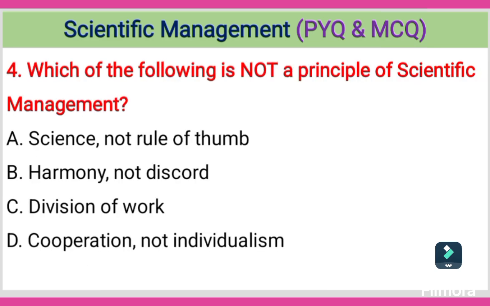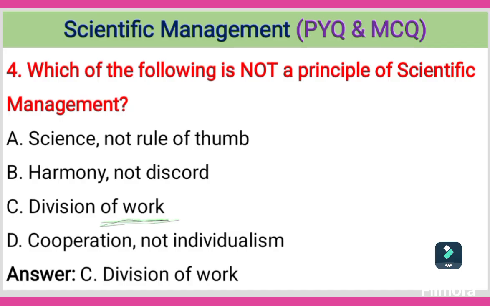Now the next question is, which of the following is not a principle of scientific management? A, science, not rule of thumb. B, harmony, not discord. C, division of work. And D, cooperation, not individualism. So the right answer is C, division of work, because division of work is a principle of administrative management, and the remaining three are principles of scientific management.